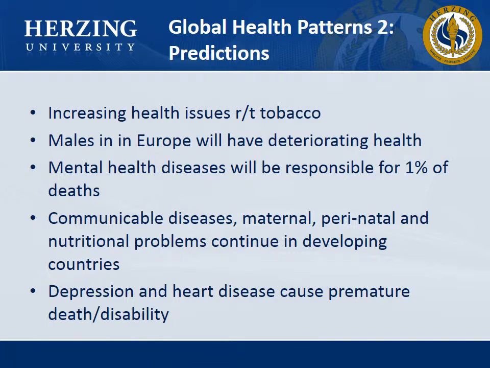Global health patterns 2, predictions. Increasing health issues related to the use of tobacco. Males in Europe will have deteriorating health. Mental health diseases will be responsible for 1% of deaths. Communicable diseases, maternal, perinatal, and nutritional problems continue in developing countries. And depression and heart disease cause premature death and disability.